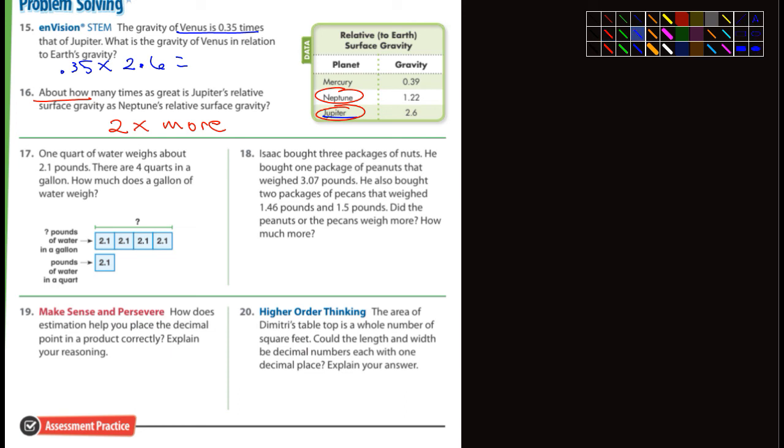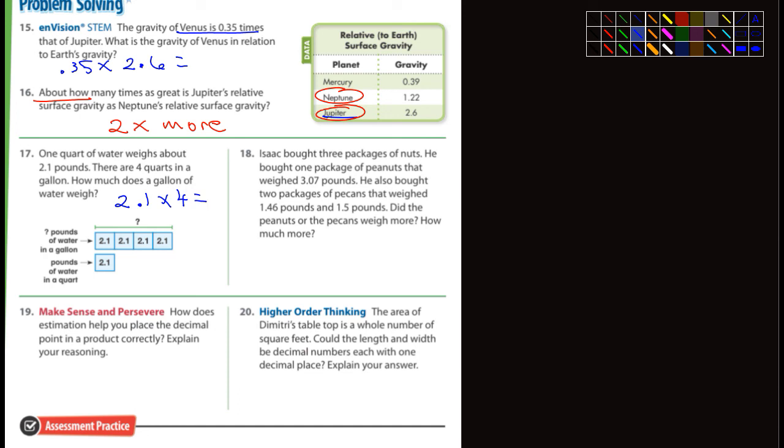1 quart is 2.1 pounds. There's 4 quarts in a gallon. How much does a gallon weigh? So what are we talking about here? 2.1 times 4. That's what they're looking for.